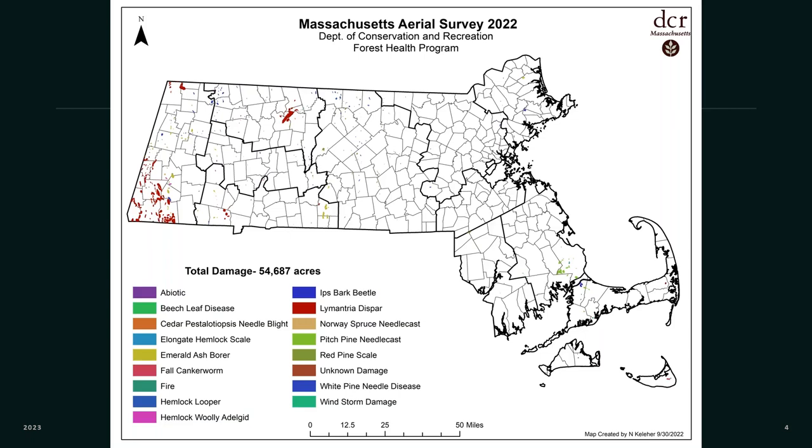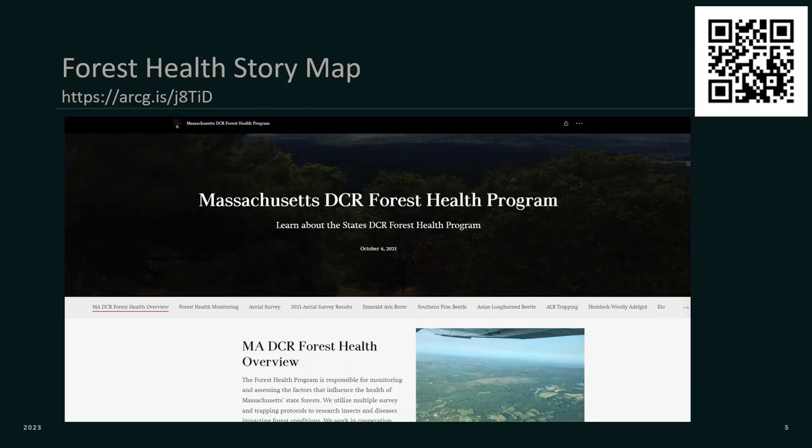So this map, it's really hard to see some of these little points, but I believe Tani already shared the link for this story map in the chat. Our Forest Health story map is a great resource. It has our up-to-date maps throughout the growing season and our field season, and it has our aerial survey map. So it's interactive. You can zoom in and out, look around, click on things, and see what the different colors actually mean. We keep our last 2 years of data up on this story map. So feel free to check it out.